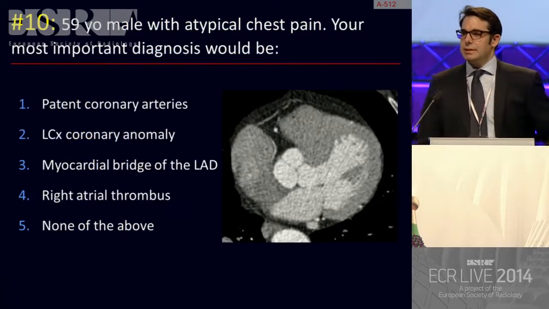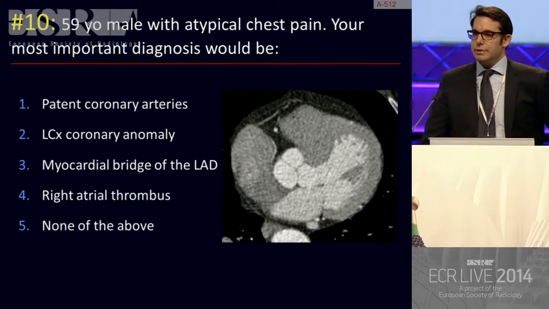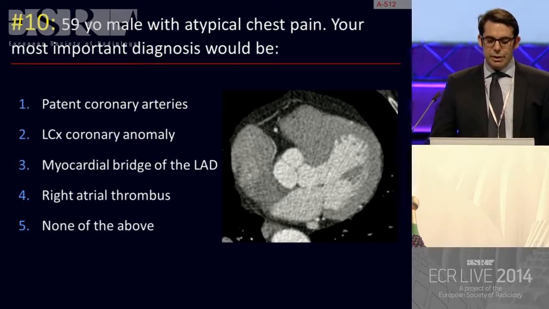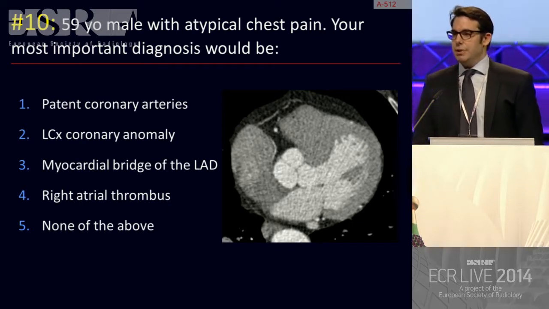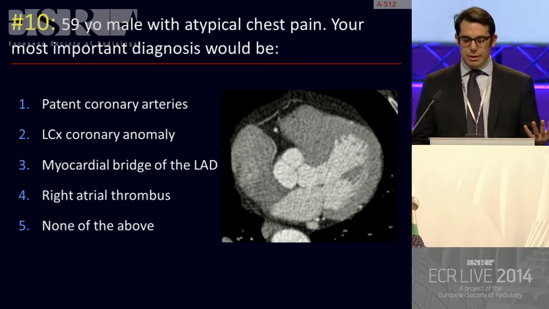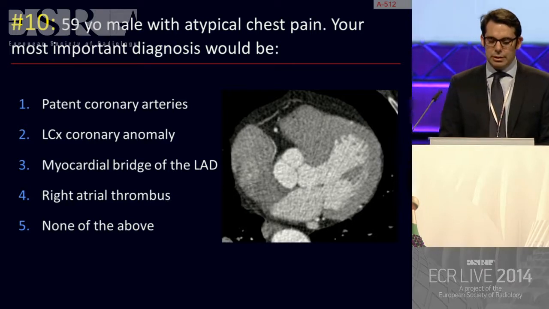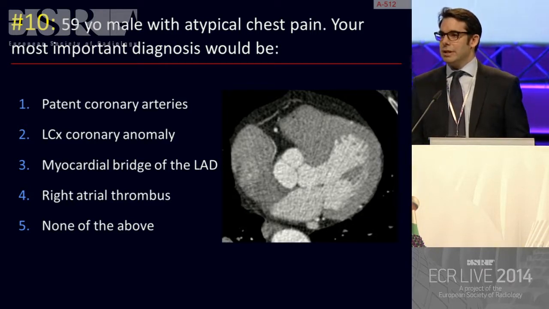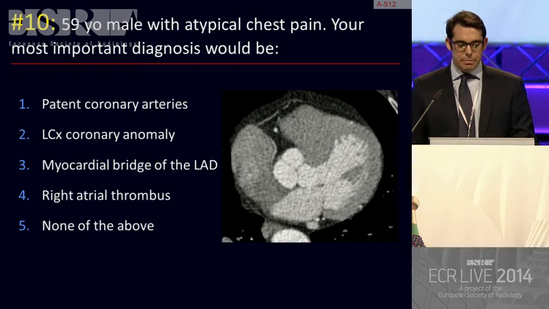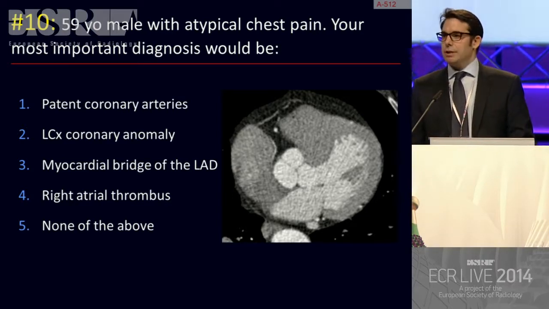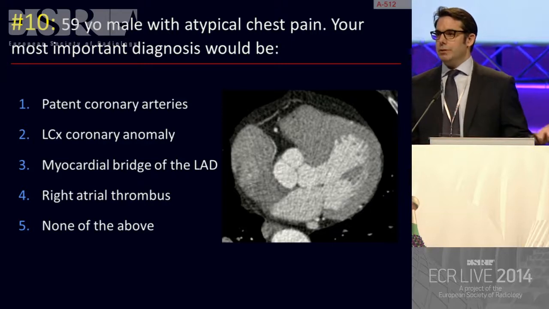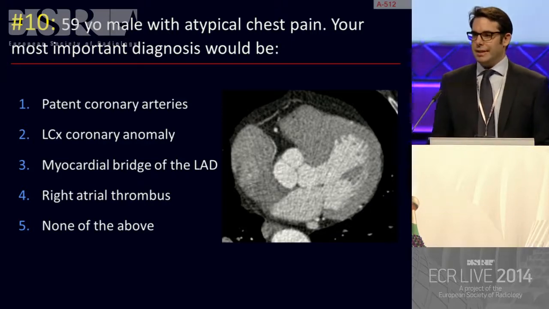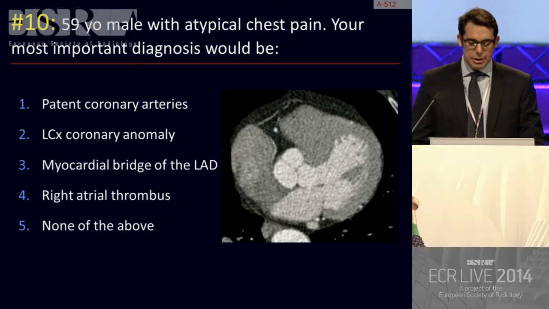And this is the last case, and this is another take-home point that I think is very important. He's a 59-year-old male. He has atypical chest pain. And now we will do everything that we've seen. Your most important diagnosis, more valuable from the clinical point of view, would be that he has patent coronary arteries, so we have ruled out disease. That's the most important thing I can tell about this CT study.